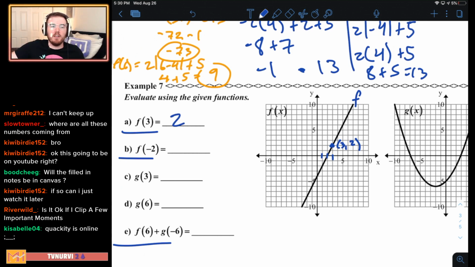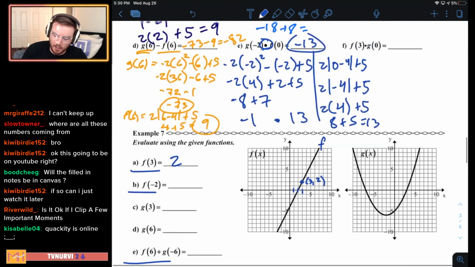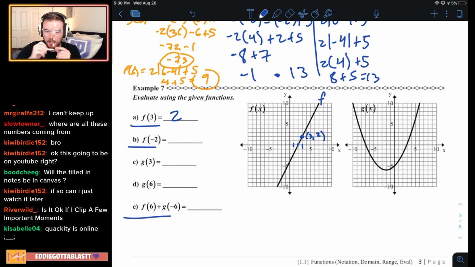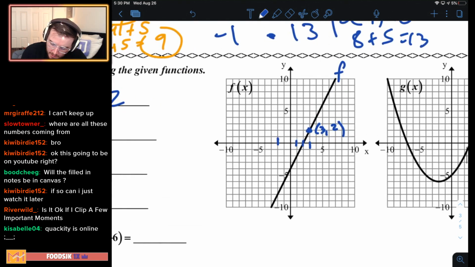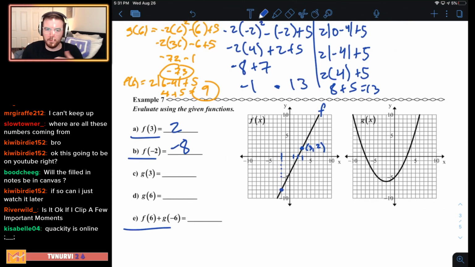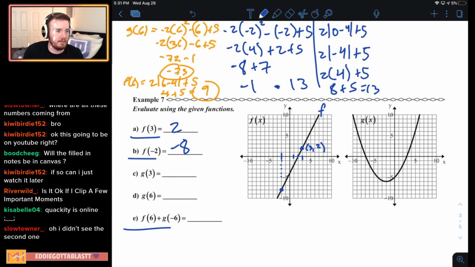How do you think a graph comes about? It's all dependent upon the function. You plug in a number, it spits out a number, and you plot those points. I plug in 3, it spits out 2. I plug in -2, it spits out -8. That's how functions work. You plug in an x value, and it tells you the y value.